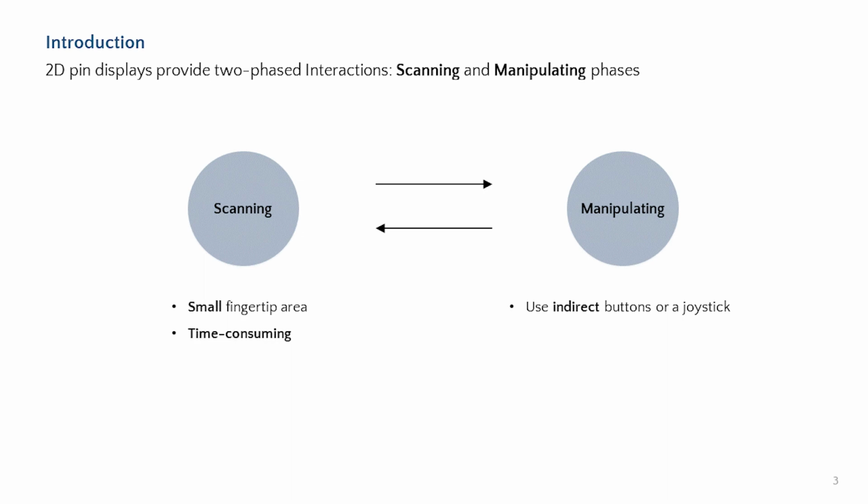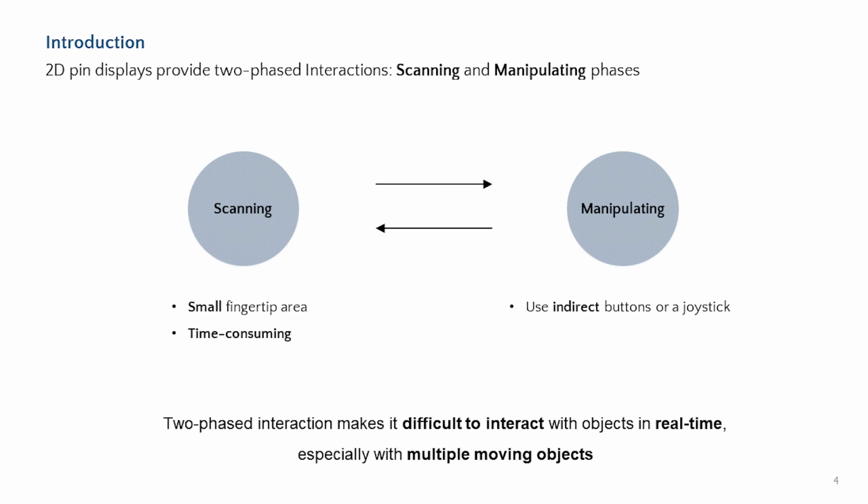In addition, it is difficult for users to seamlessly transition between the manipulating phase and the scanning phase. Since touch is reserved for scanning the tactile output, users are required to perform input using indirect buttons. The two-phase structure causes difficulties in interaction with multiple objects.